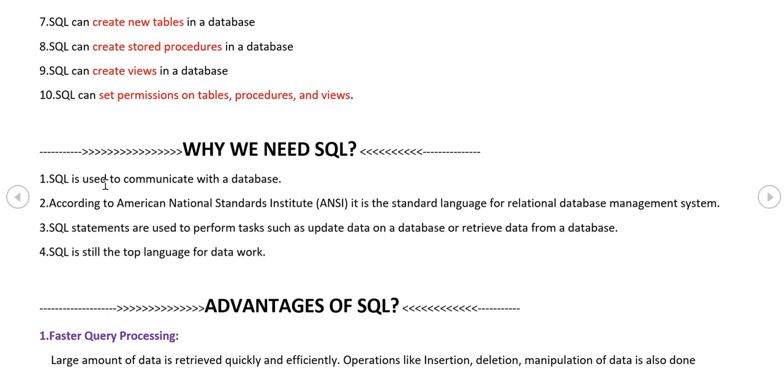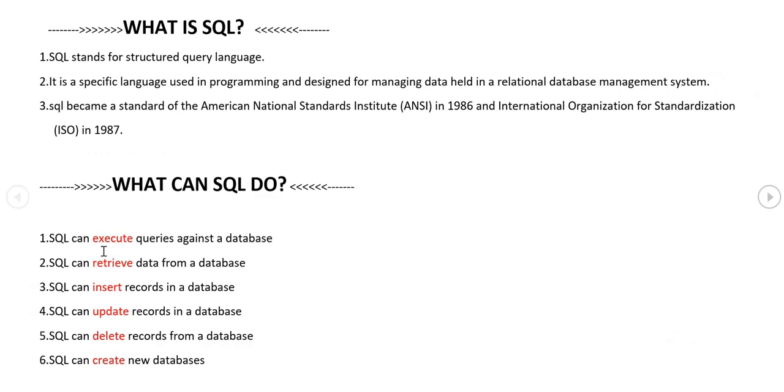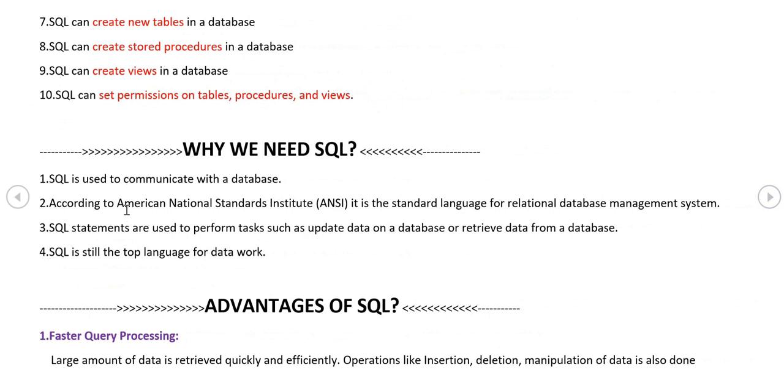So why do we need SQL? SQL is used to communicate with the database. According to the American National Standards Institute, ANSI, it is the standard language for relational database management systems. SQL statements are used to perform tasks such as updating data in a database or retrieving data from a database. As we discussed, using SQL we can create new databases, stored procedures, views, set permissions, and also execute, retrieve, insert, update, delete and create. So we can do many operations using SQL.